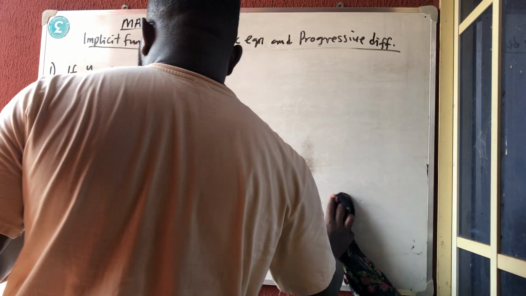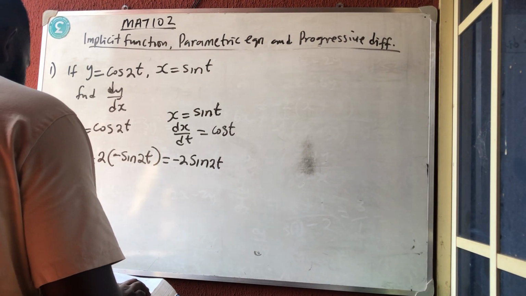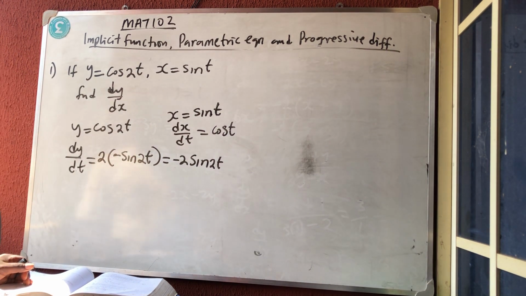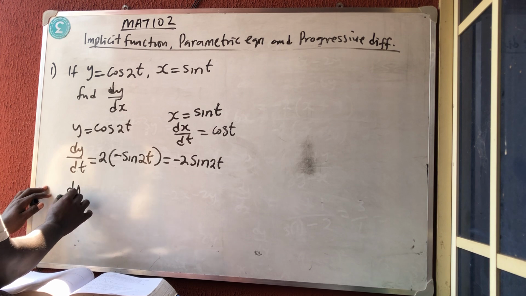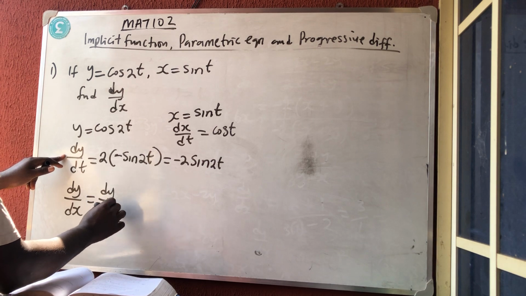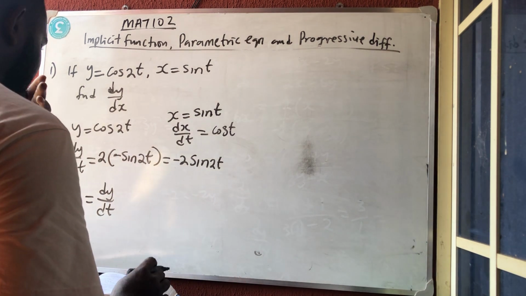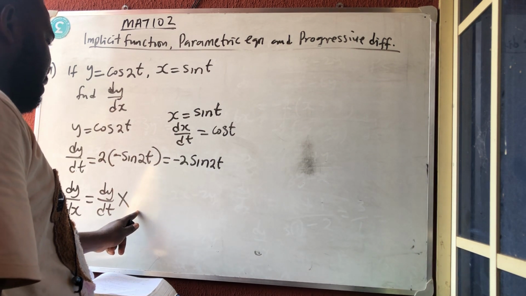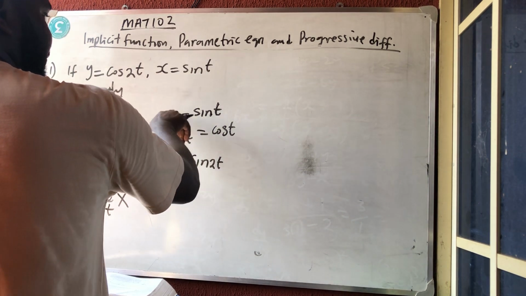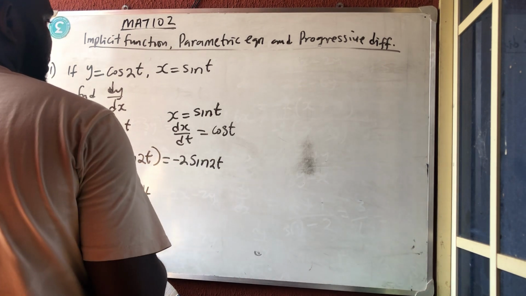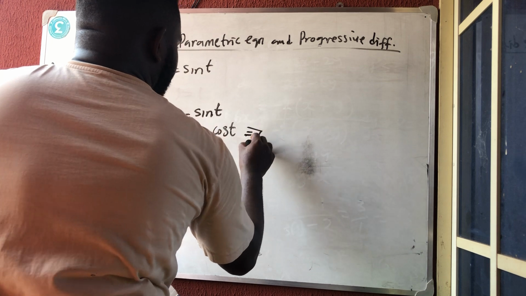Now, this is where you use your brain. You are looking for dy/dx. Watch me now. dy/dx is equal to, let me take this one first, dy/dt. Times this one, dx/dt. If I put dx/dt, dt cannot cancel out. So I need the inverse of this one. It should be dt/dx, so that the t can cancel the t.